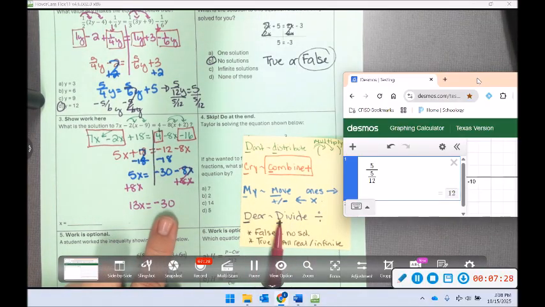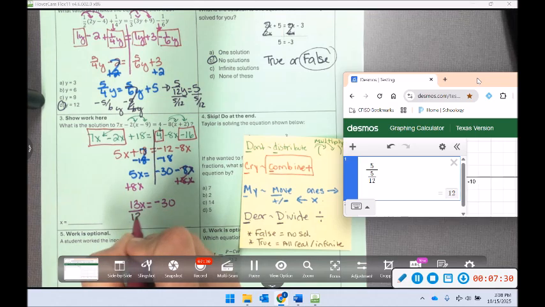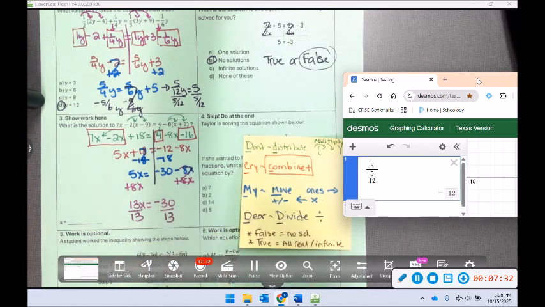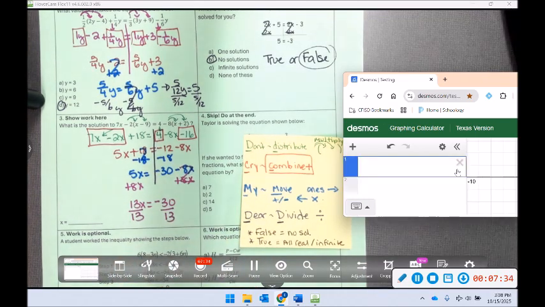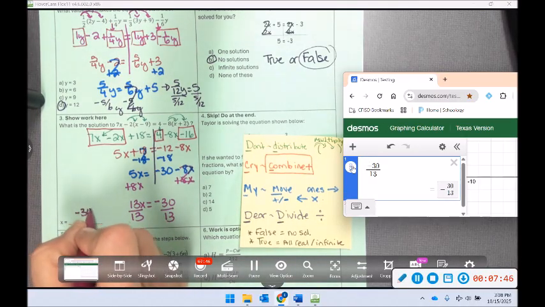My last step is to divide. So I'm going to divide by 13. I'm going to type that in my calculator. -30 divided by 13, and we're going to see that I get this nasty decimal, so I'm going to change it back to a fraction. So my answer is going to stay -30 over 13.